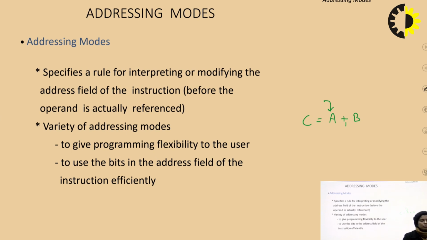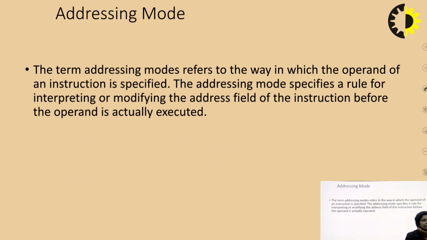In the addressing mode, we discuss where the operands are residing, either in memory or in a register. So we get the address of that particular operand by finding the addressing mode. The addressing mode refers to the way in which the operand of an instruction is specified, and it specifies a rule for interpreting or modifying the address field of the instruction before the operand is actually referenced.